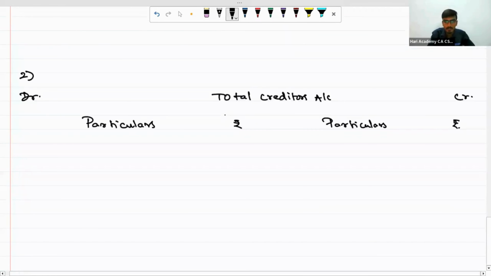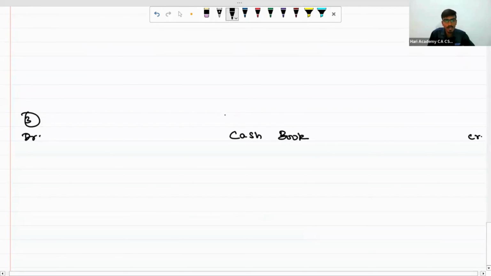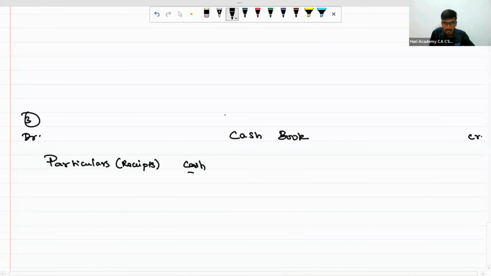Next, leave 5 to 7 lines and then write, prepare cash book. That's your third working note. On the cash book, we are having two types, no? So this is the particulars. You can say also it can be treated as receipts. You are having cash and then rupee symbol, bank and then rupee symbol.